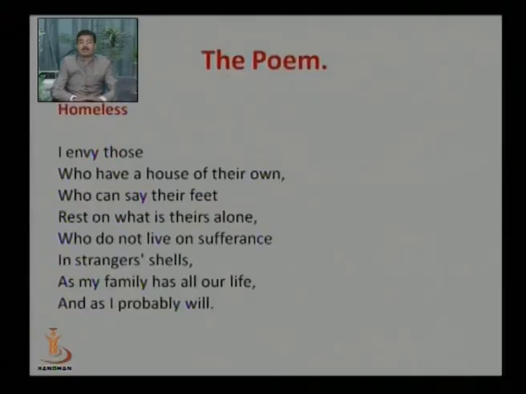Along with that, one step ahead, you can see he is depicting how the people who do not have their own houses struggle in their life, who cannot say their feet rest on what is their own. They have no attachment with the place where their feet are resting. They can never say that it belongs to them alone. They cannot make the possessive remark about the place where they are staying, where they are resting.